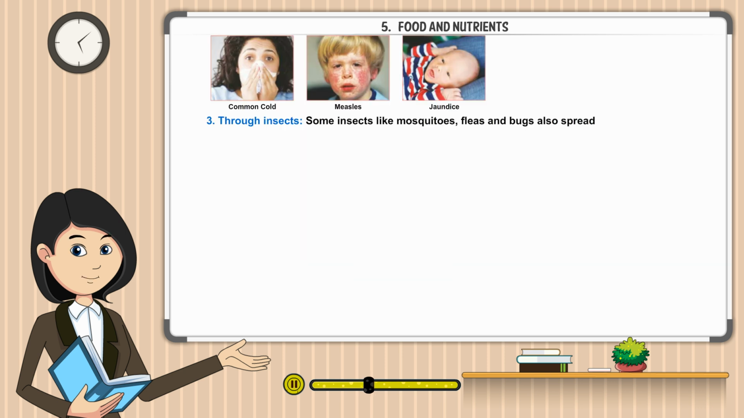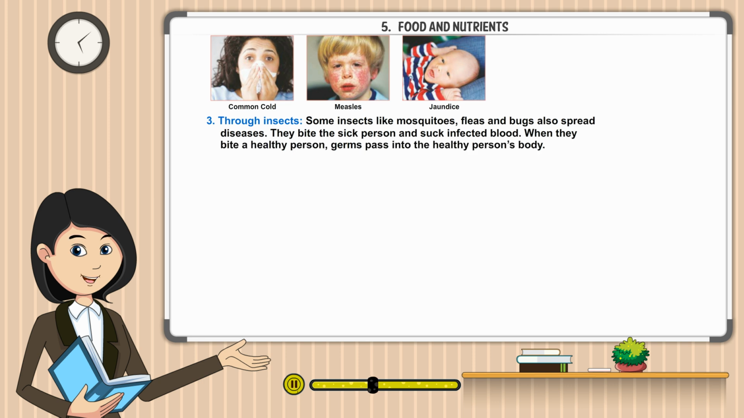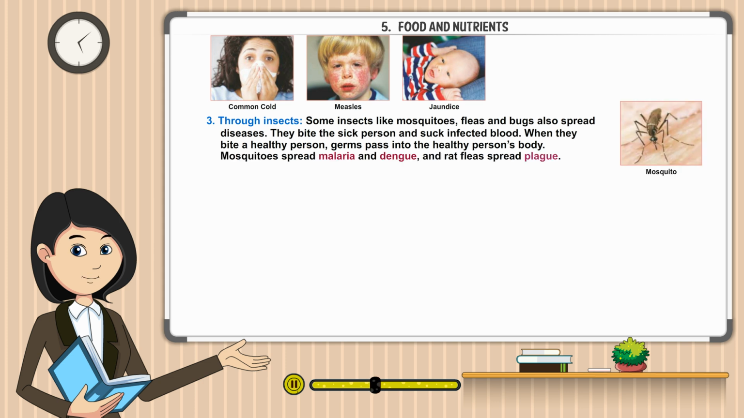Through insects. Some insects like mosquitoes, fleas, and bugs also spread diseases. They bite the sick person and suck infected blood. When they bite a healthy person, germs pass into the healthy person's body. Mosquitoes spread malaria and dengue, and rat fleas spread plague.